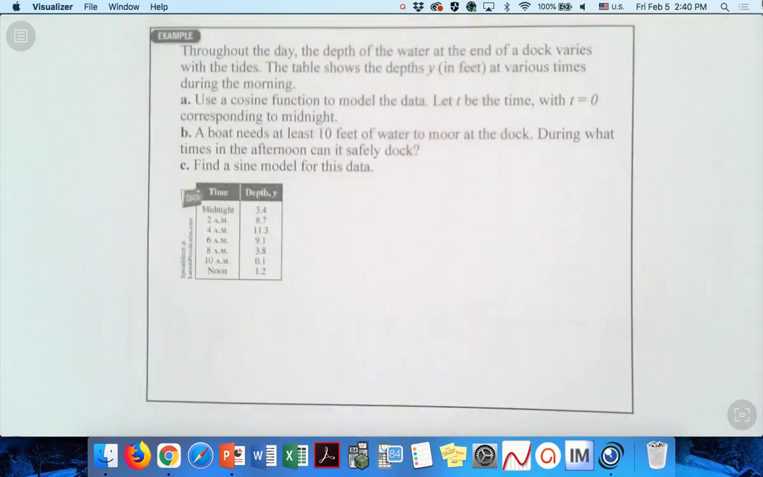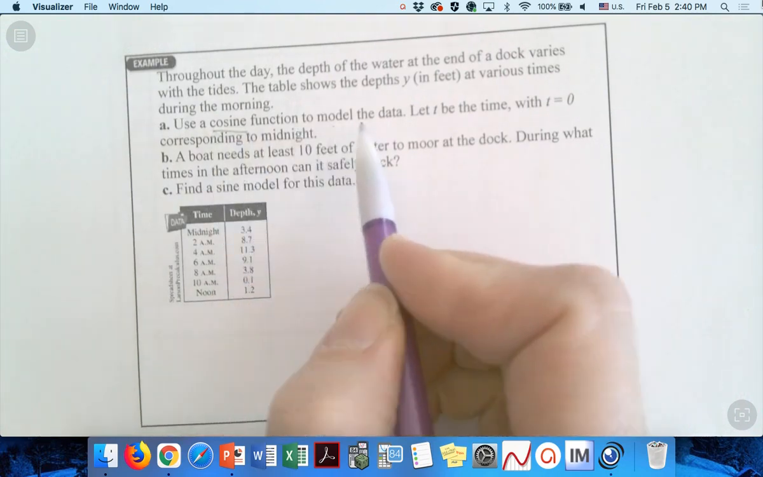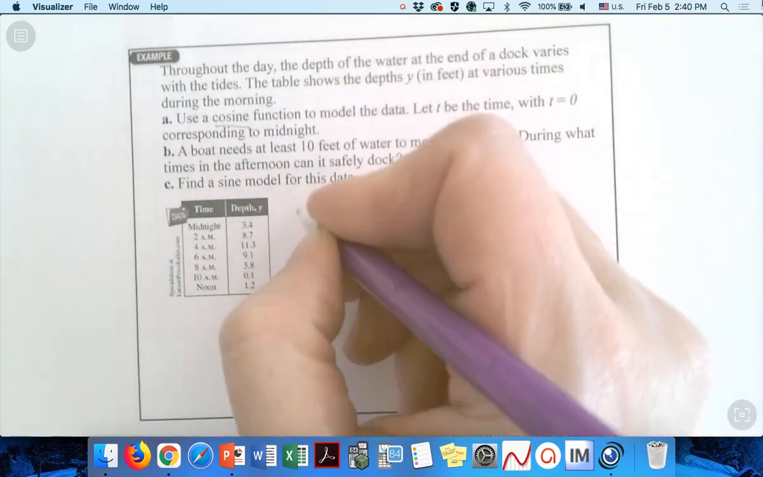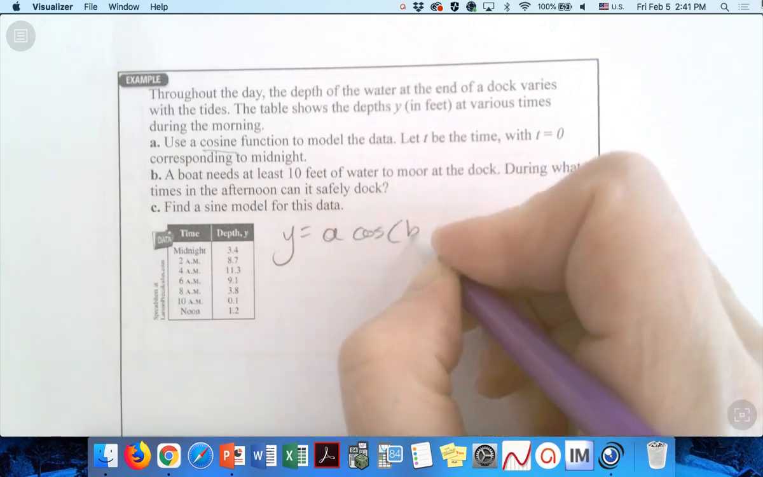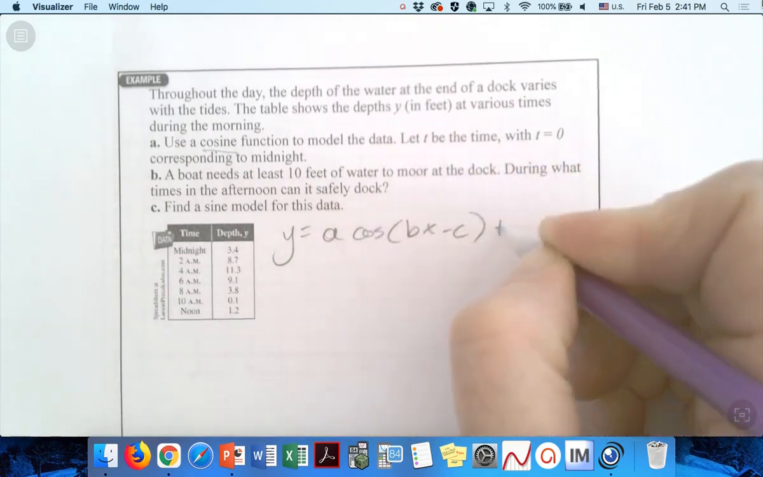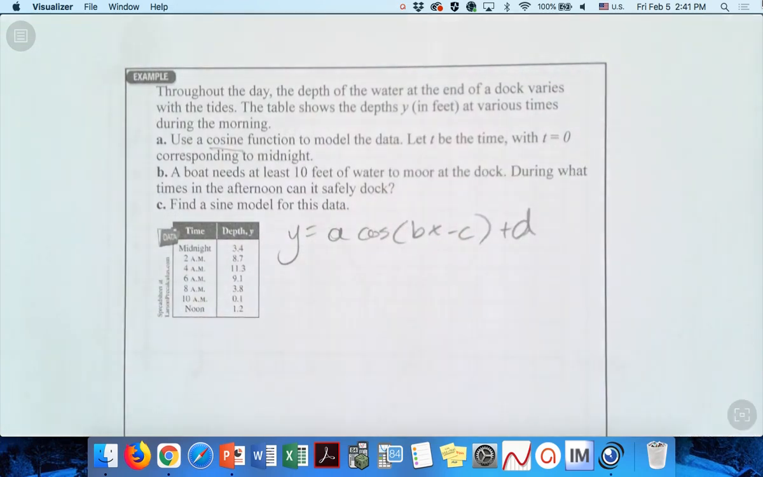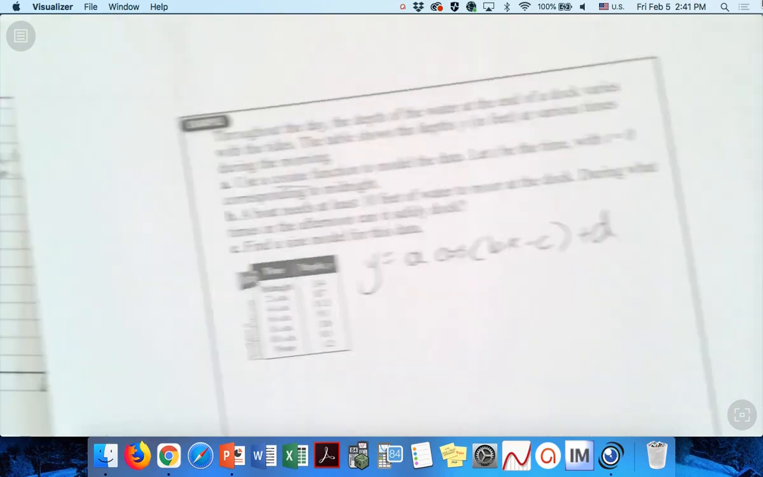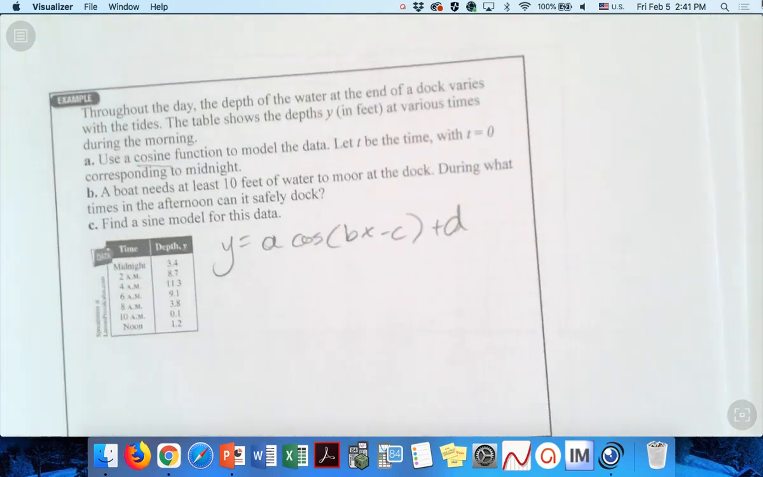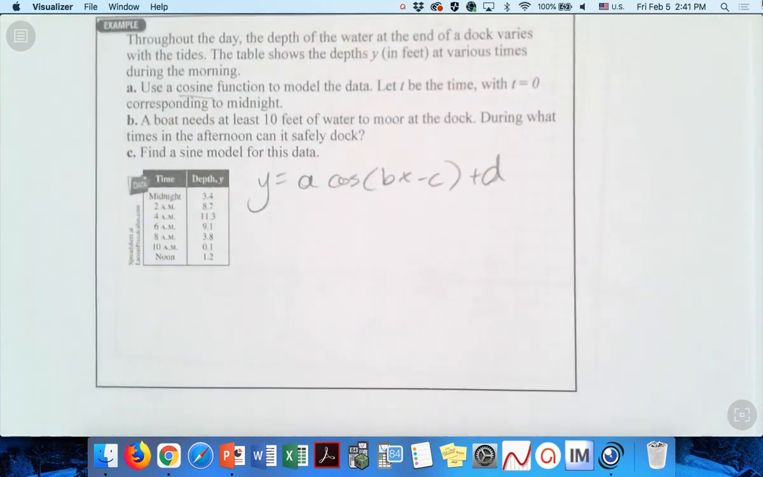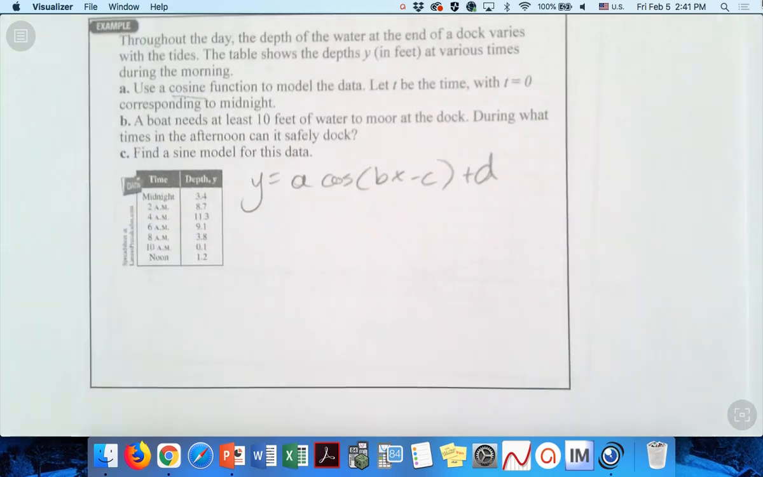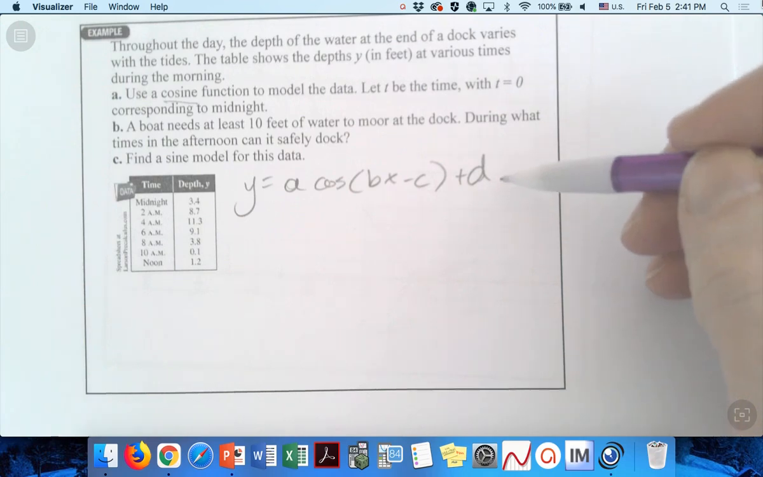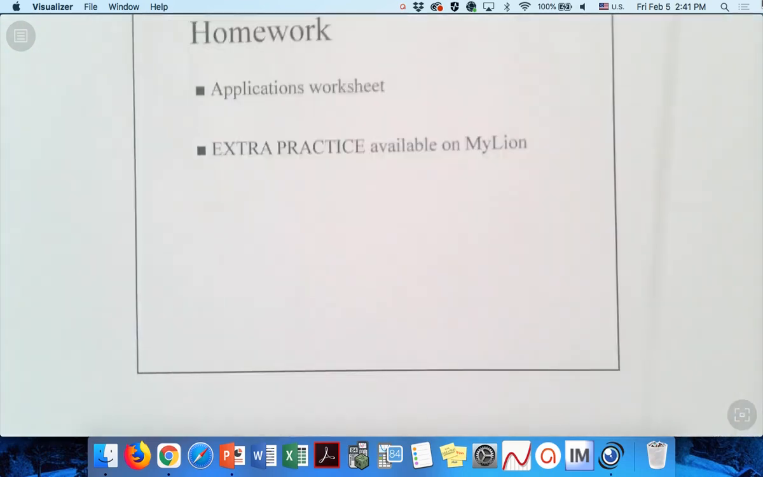All right. We're going to want to use a cosine function to model the data. So remember, your cosine function standard form will be a cosine of bx minus c plus d. So we need to find the values of a, b, c, and d that will fit that data. I find it easiest to start with the vertical pieces. So let's start with the vertical translation, and then we can move into the amplitude.